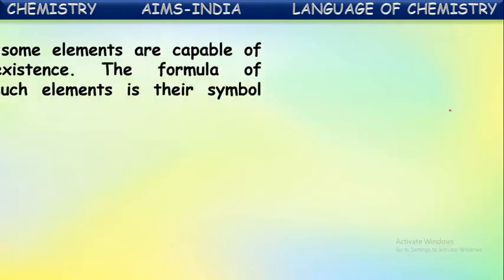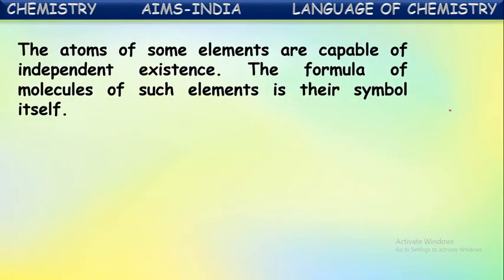Next, the atoms of some elements are capable of independent existence. All elements won't exist in the combined form; they won't be multi-atomic only. Some elements exist in the independent atom form also. So the formula of molecules of such elements, in which single atoms exist as molecules, is given directly as the symbol. The symbol itself becomes the formula of those molecules.